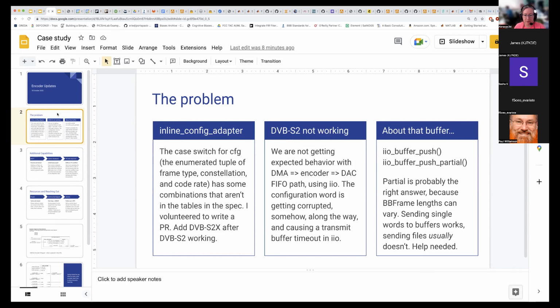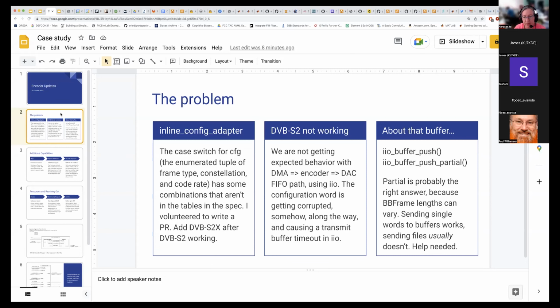structures and systems. So what's happening to us with the encoder is that the configuration word is getting corrupted somehow along the way, and that means that it changes behavior. It doesn't understand what code rate or modulation or frame type it has anymore, and it's causing a transmit buffer timeout in IIO.